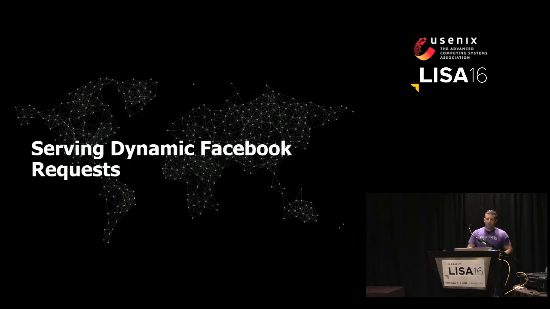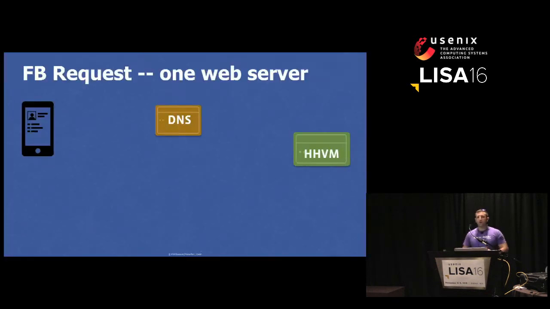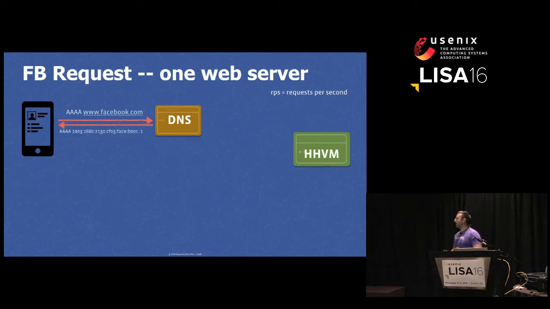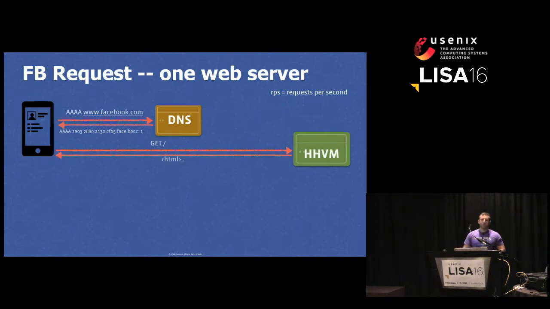So, diving into serving dynamic requests. We're going to start by assuming that one single HHVM web server is serving traffic for 0.09 billion people that are using Facebook every day. So you have your client. It's going to make a DNS request, so it sends a quad A request for www.facebook.com. And it's going to get a response back for that single web server serving everybody. Then that client needs to establish a TCP connection, and it's going to establish SSL. It's going to be HTTPS, so it's going to do TCP, then the SSL handshake. And then finally, it's going to send that request.